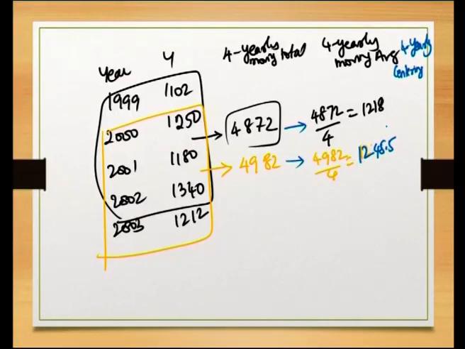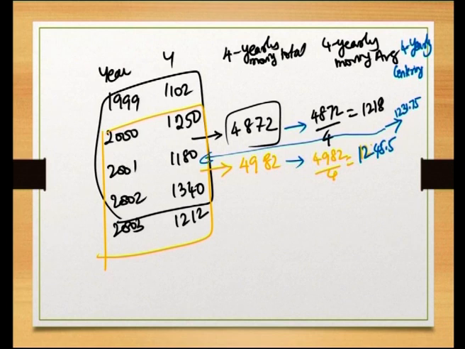Okay. When you see 1218, it does not have any corresponding year here because it is written in between 2000 and 2001. Now, we cannot calculate the trend values when they are written in between the years. Therefore, we have to center that value. That is what is called the 4 yearly centered values. That is written here as 1218 plus 1245.5 divided by 2. That value comes to be equal to 1231.75.